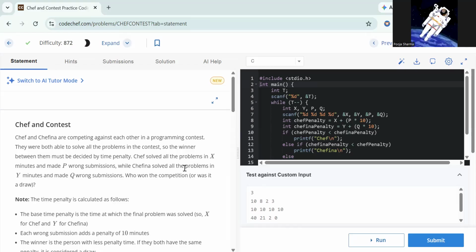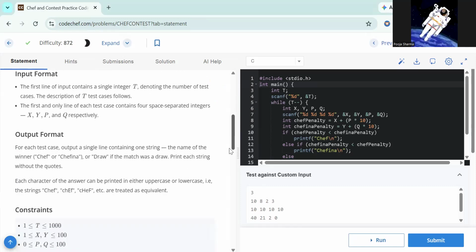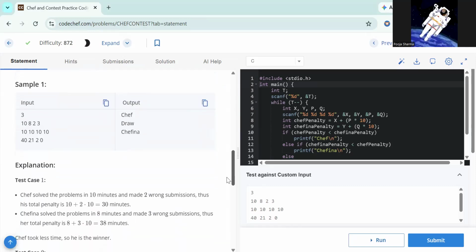So, good morning. Today we are going to talk about this topic called Chef and Contest. This is a very basic problem. It's a cakewalk problem. So, let's see first the input and what output we will get.